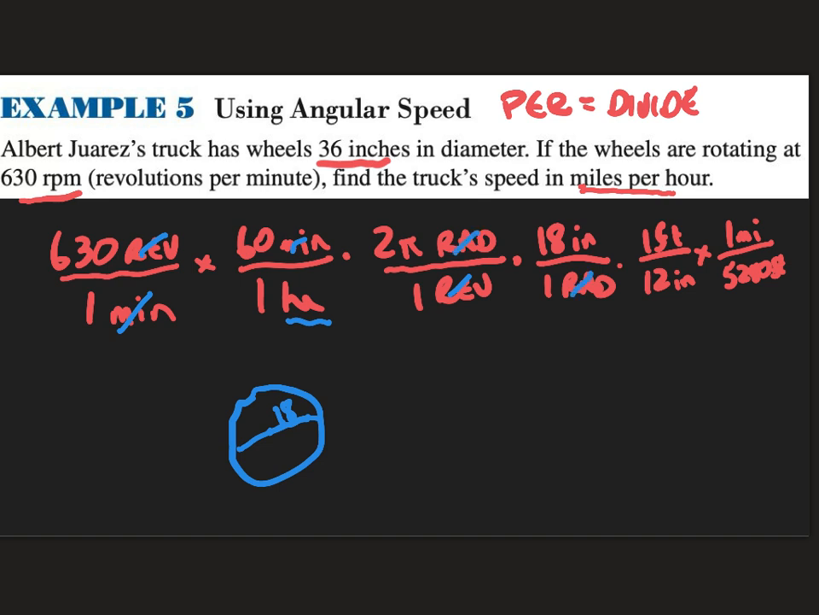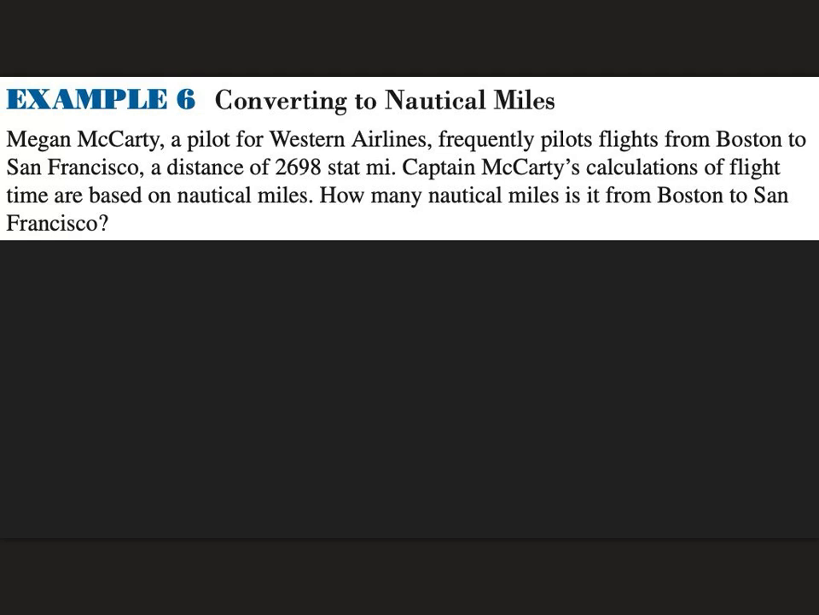Now we're in inches. We go from inches to feet. 1 foot is 12 inches. 1 mile is 5,280 feet. So you just multiply all this together, and you will get an answer of about, this is approximate, 64.47 miles per hour. So if you're making 630 revolutions, you're going 64 and a half miles an hour.